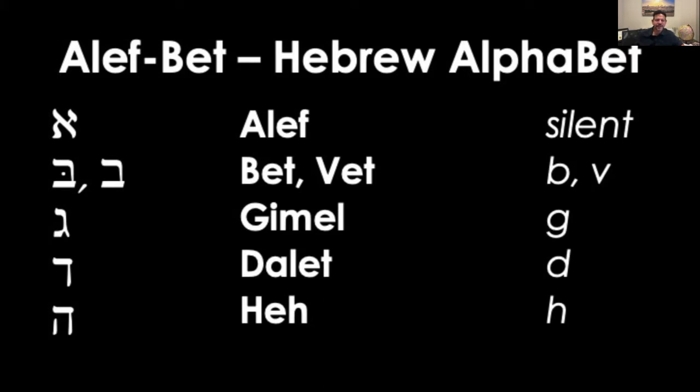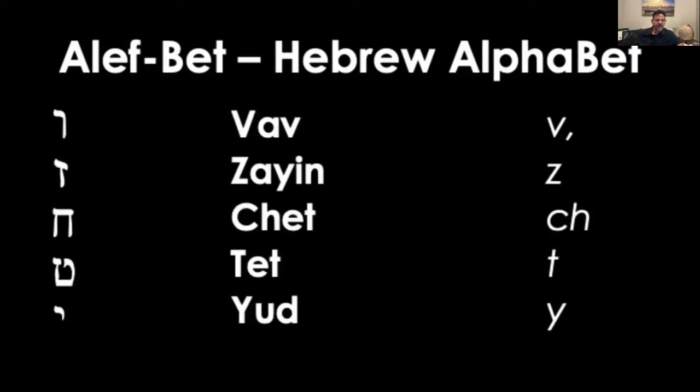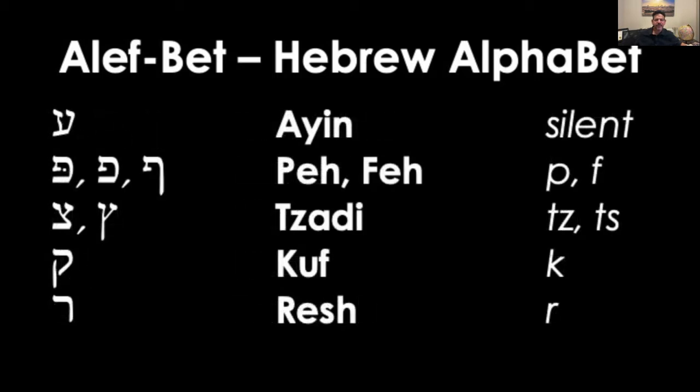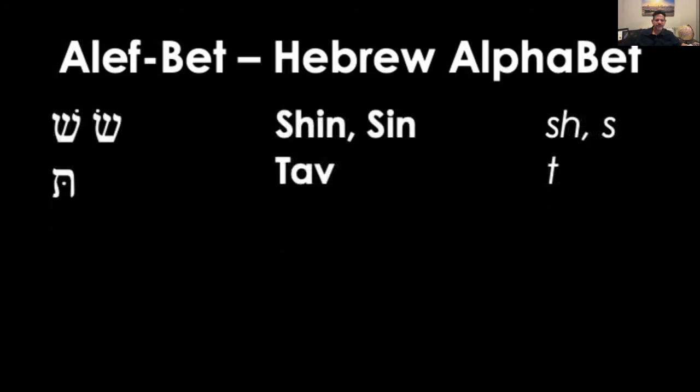Aleph, Bet, Gimel, Dalet, Hey. Vav, Zain, Chet, Tet, Yud. Kaf, Lamed, Mem, Nun, Samech. Ein, Pe, Tzadi, Kuf, Resh, Shin, Tav. Tov me'od. All right. You want to do that again?